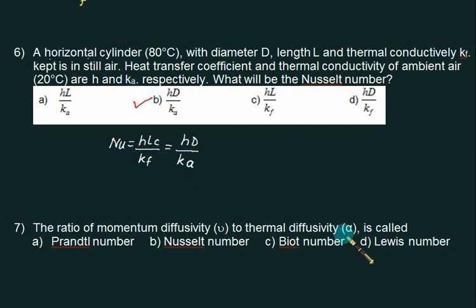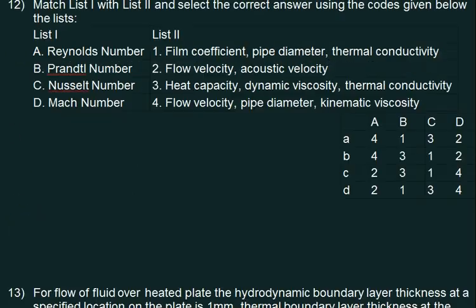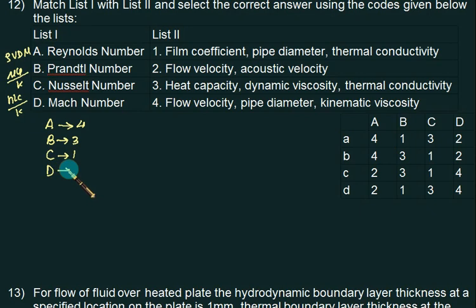The ratio of momentum diffusivity to thermal diffusivity is the Prandtl number. In this one we have to match the pairs. Reynolds number is given by rho v d by mu, so choice A is matched with 4. Prandtl number is given by mu Cp by k, so number 3 is matched with B. Nusselt number is given by h Lc by k, so choice 1 is correct. Mach number is V divided by C, that is 2 is correct. So answer B is the correct choice.